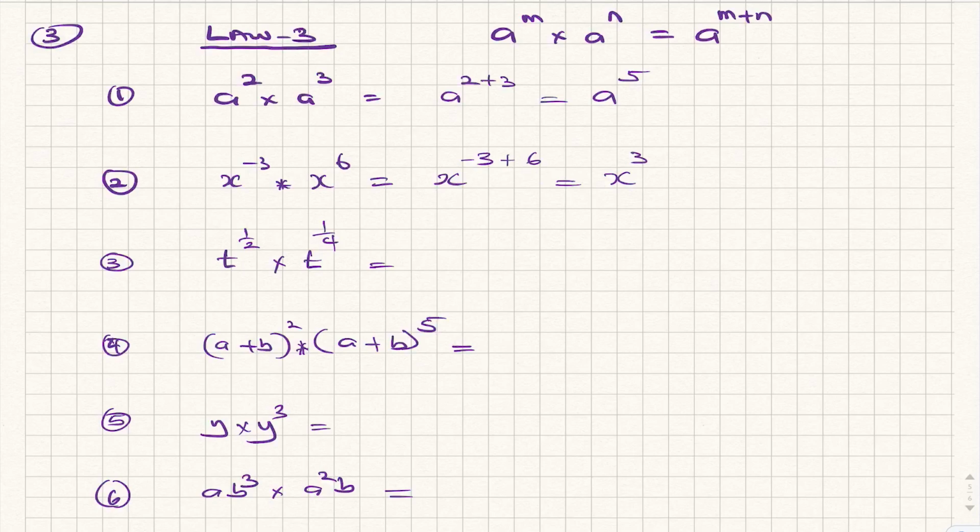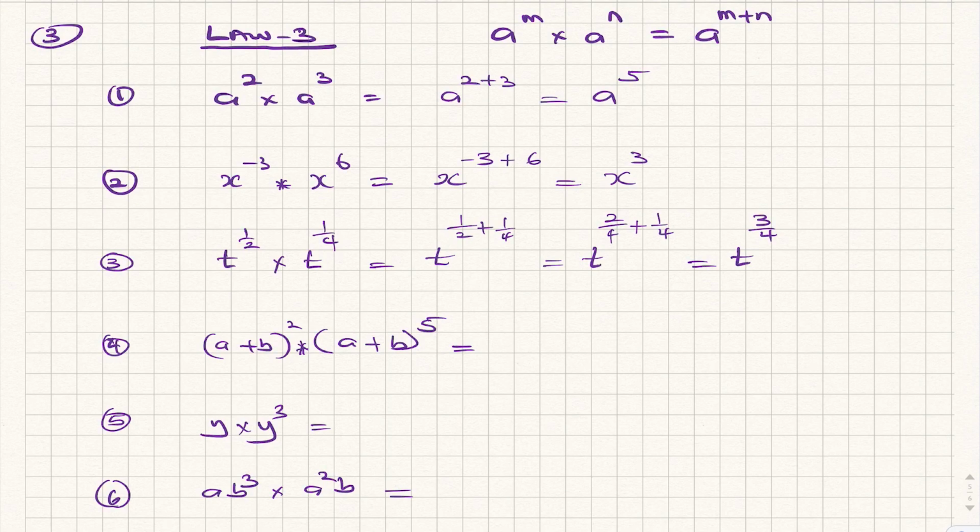Question 3, t to the power of a half times t to the power of a quarter, that will be t to the power of 1 over 2 plus 1 over 4. Keeping the power base denominator the same, so I get t to the power of 2 over 4 plus 1 over 4. So I've made the first fraction's denominator the same as the second fraction by multiplying top and bottom by 2. And that gives us t to the power of 3 over 4.